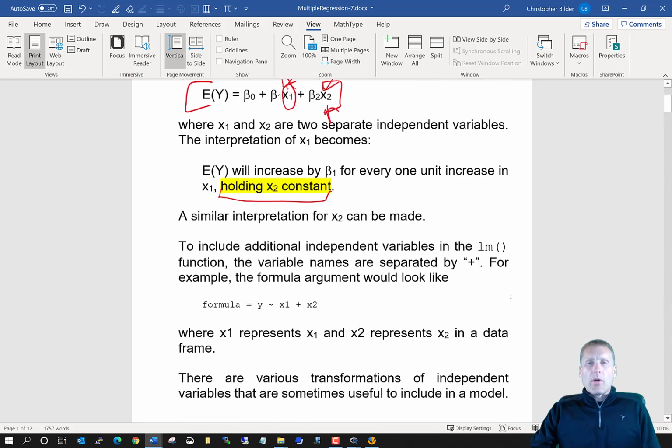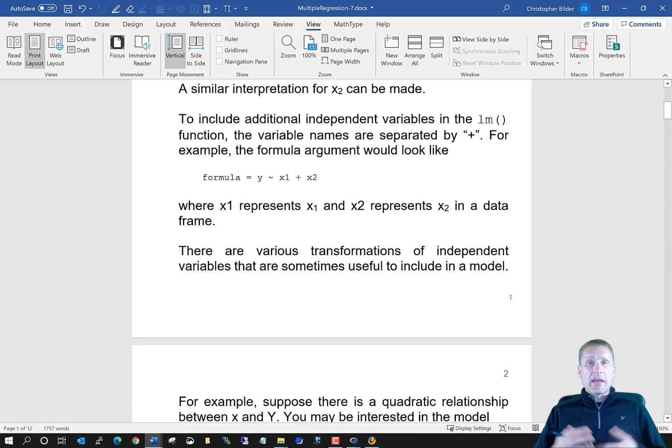Now, how do we get more than one independent variable into our model when we use the lm function to estimate the corresponding statistics, beta hat 0, beta hat 1, beta hat 2? The way that you can get multiple independent variables into your model is in the formula argument, where you would say y tilde x1, and now you say plus x2. This doesn't mean that you're adding x1 to x2. Rather, it means basically the word and. I want to include x1 and x2 in our model. So that's the syntax in R to do this.